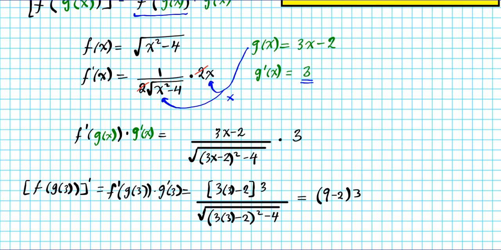And then we're going to divide that by, we still have the square root there. Square root of 3 times 3 is 9 minus 2, so 7 squared minus 4. So 9 minus 2 is 7, times 3 is 21, over 7 squared is 49, minus 4 is 45.